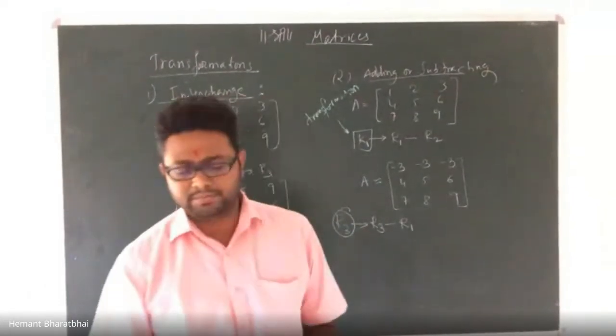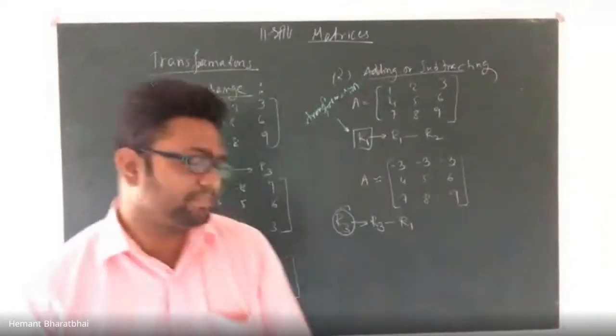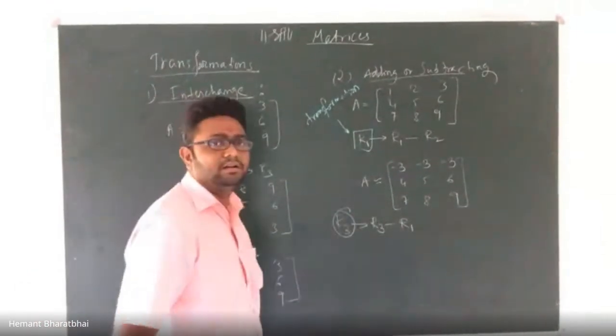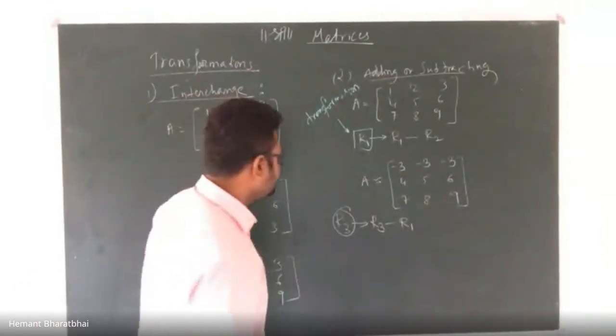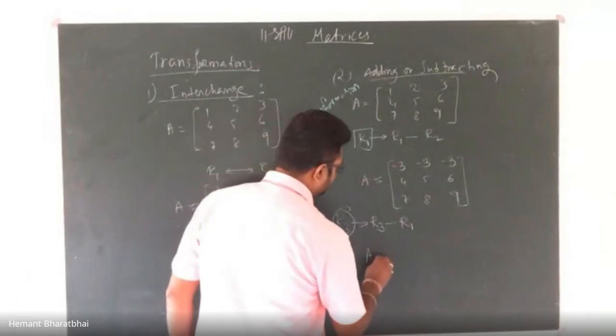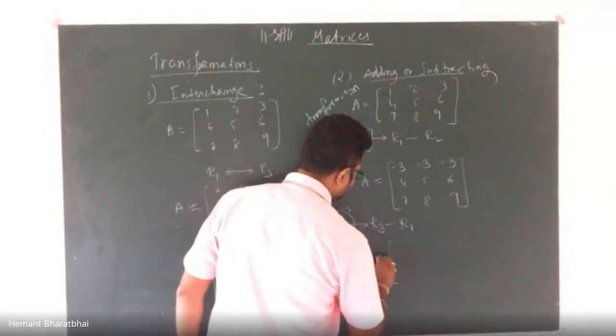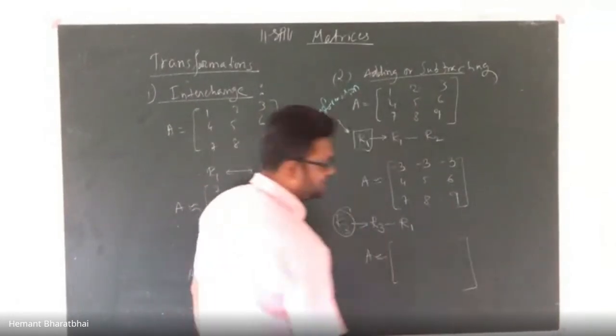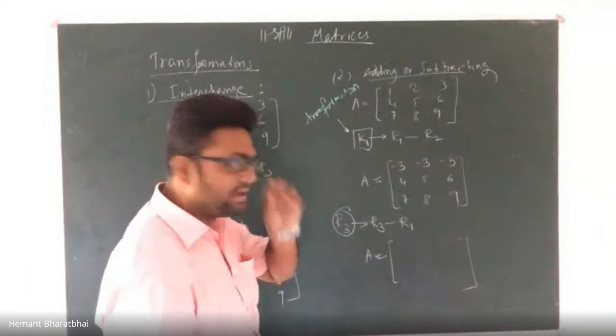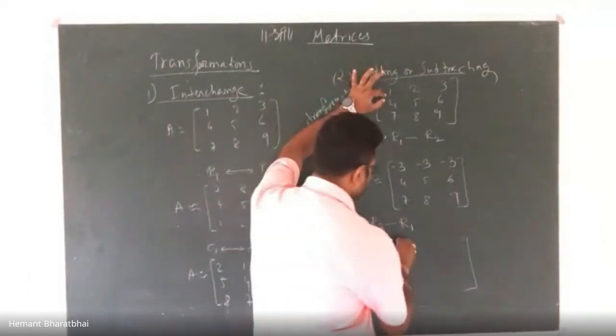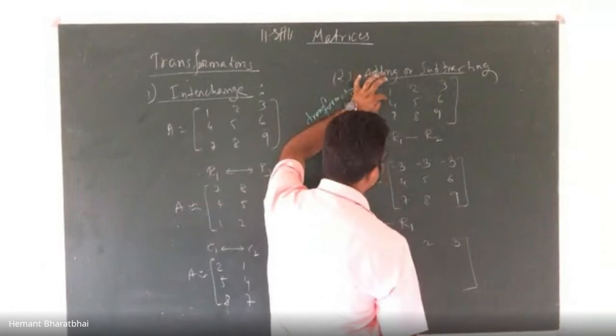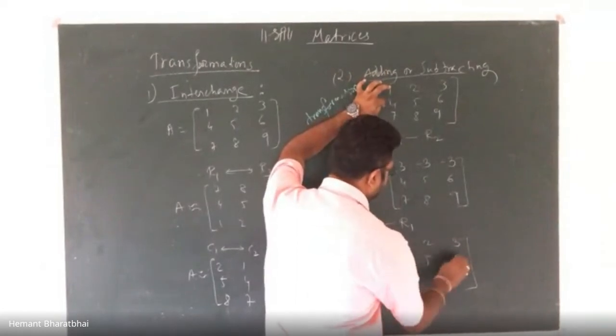And what sort of transformation? I'm going to subtract row number 1 from row number 3. So the transformation is going to occur in R3. So the changes will be done only in R3. So R1 and R2 remain as they are. So my R1 is 1, 2, 3, and R2 is 4, 5, 6.